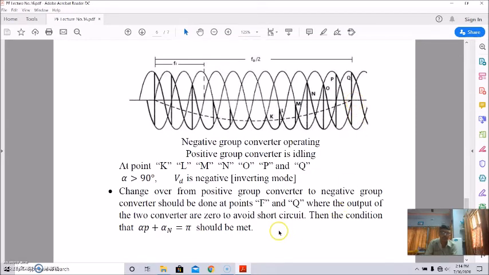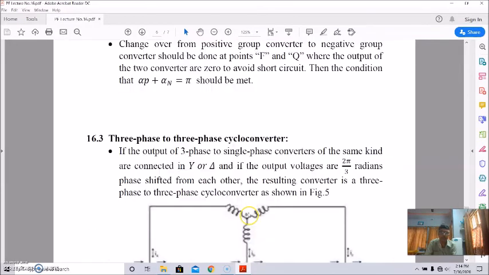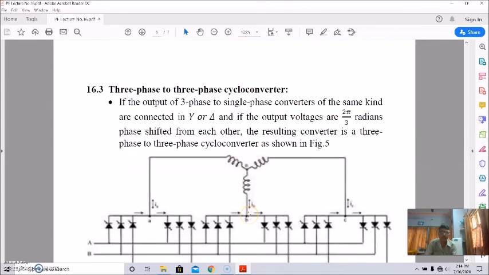Then the condition is that alpha p plus alpha n should be pi. This is the delay angle for the positive converter, and this is for the negative converter. So alpha p plus alpha n should be equal to pi, and that should be met. Okay, so that's all about the 3-phase to single-phase cycloconverter.